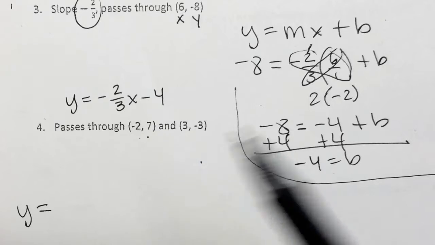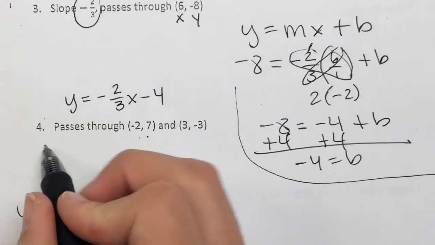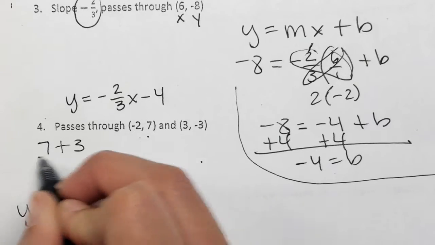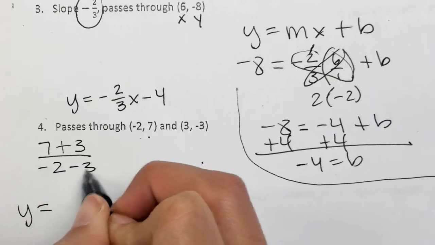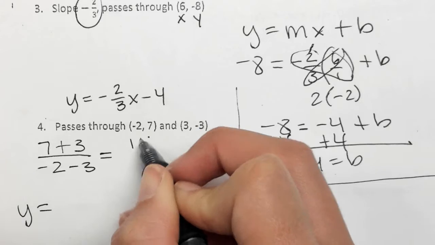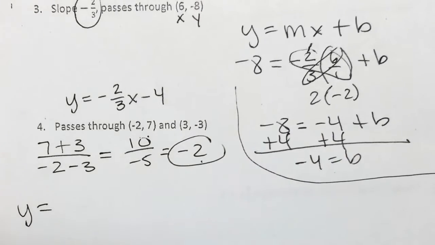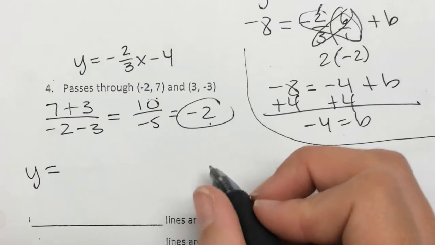Yes. How would we find that with these two? You go y2 minus y1. Tell me how to set that up. 7 plus 3 over negative 2 minus 3. So that would be what on top? 10. On bottom? Negative 5. So my slope is? Negative 2. Good. Now tell me how to set up to find the y-intercept.